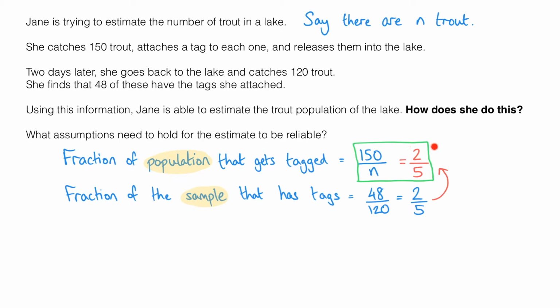Now, hopefully you're familiar with how to solve equations like this. If you're not, make sure you're watching this video on BossMaths.com and have a look at the interactive activity just above this video where you can practice solving equations like this, including ones with even nastier numbers. Solving this equation, then, we end up finding that n is 375. So 375 is our estimate for the number of trout in the lake altogether.